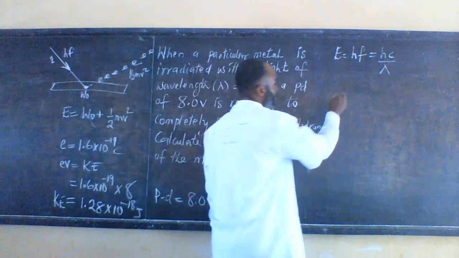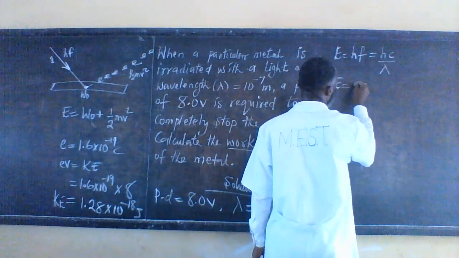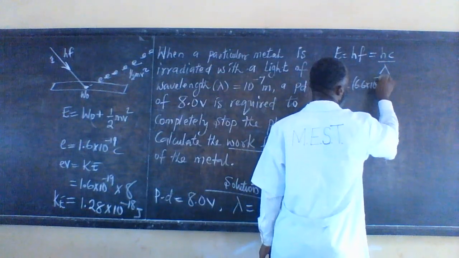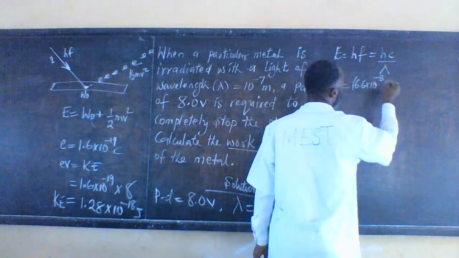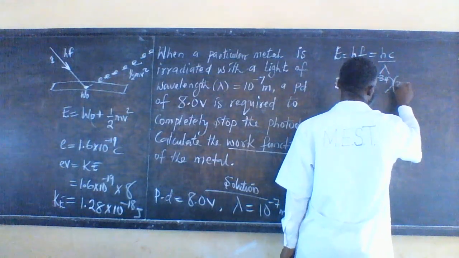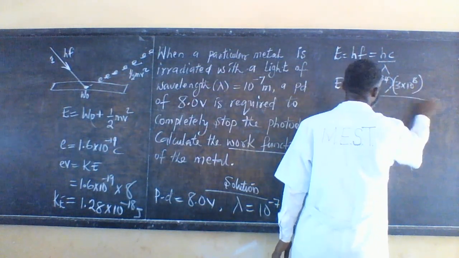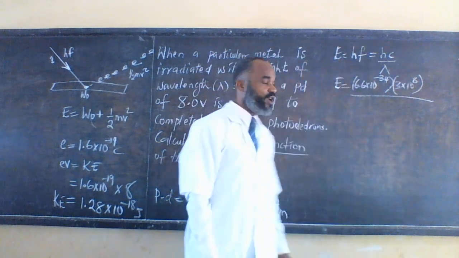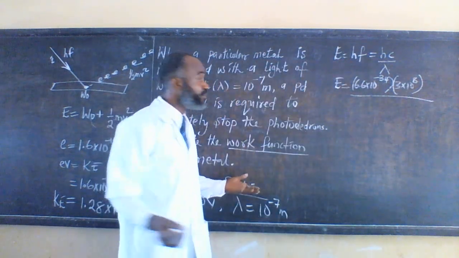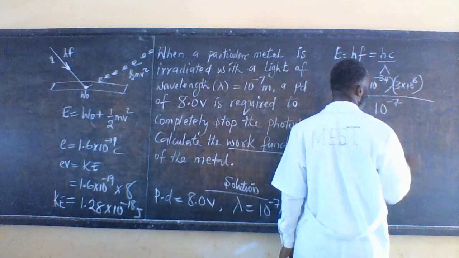And we do proper substitution. For Planck's constant, we have 6.6 times 10 raised to the power minus 34. For the speed of light, it is 3 times 10 raised to the power 8, all over the wavelength. The wavelength given is just 10 raised to the power minus 7 meters. That's all.